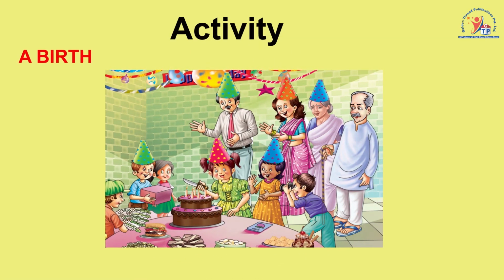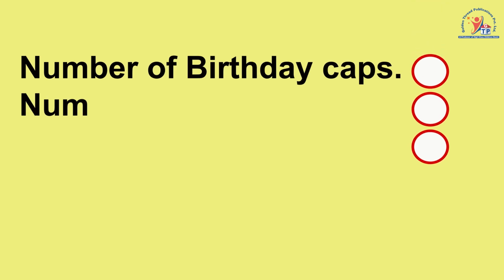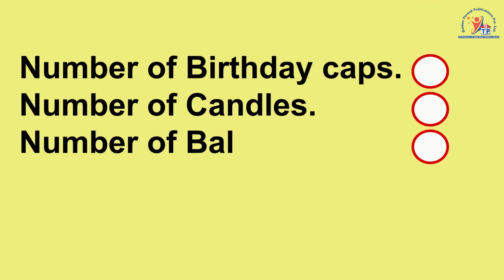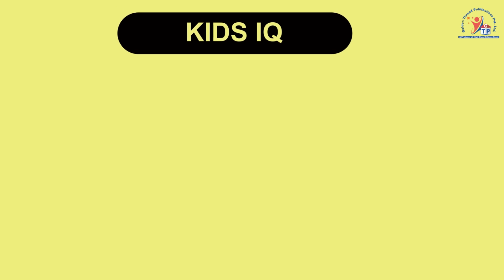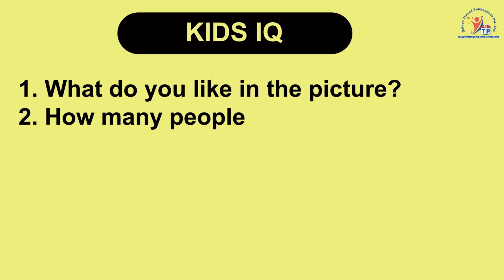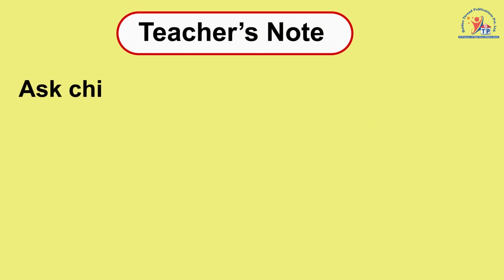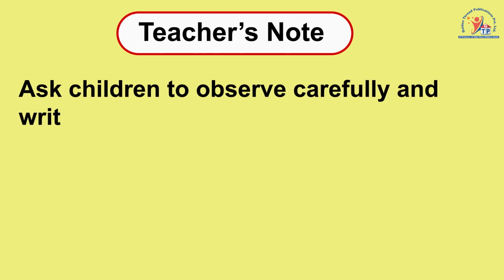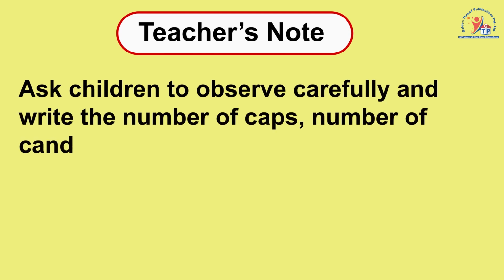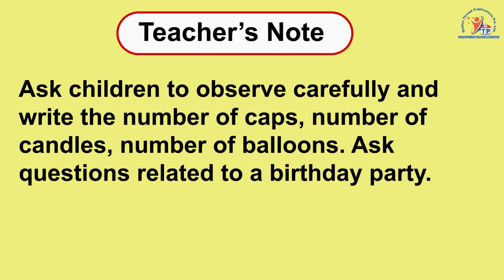Activity: a birthday party. Count and write the total number of everything that you can see in the picture. Number of birthday caps. Number of candles. Number of balloons. Kids IQ. 1. What do you like in the picture? 2. How many people are wearing birthday caps? Teacher's note: ask children to observe carefully and write the number of caps, number of candles, number of balloons. Ask questions related to a birthday party.